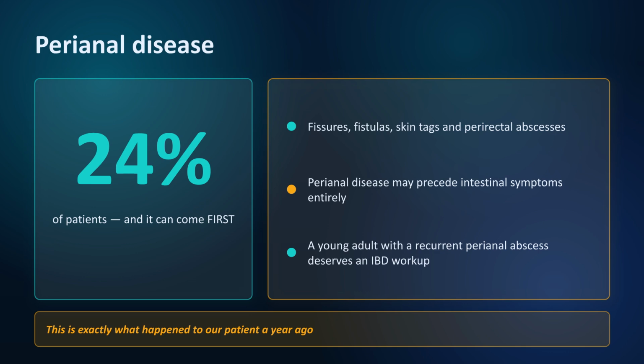He had an abscess drained. It was called a hemorrhoid, and nobody asked why a 22-year-old was getting one. Examine the perineum at every visit in a patient with Crohn disease, not just the first one.